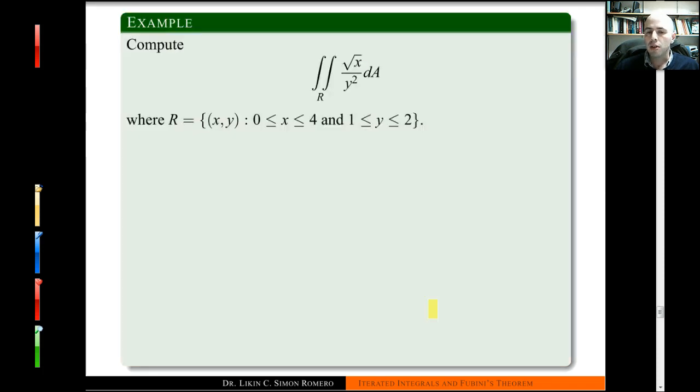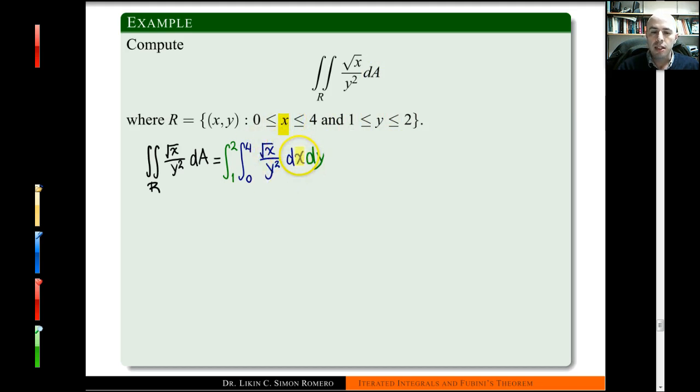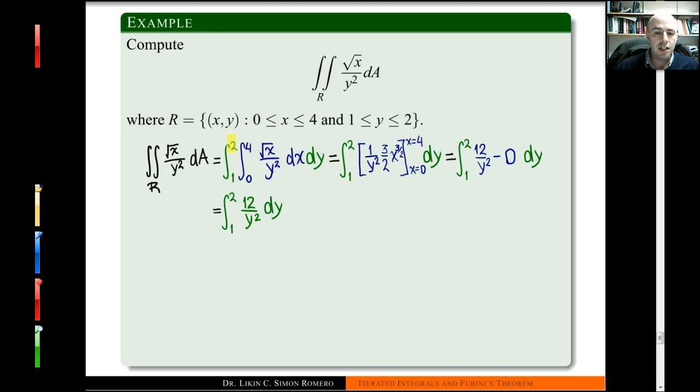So suppose that I want to compute this double integral over this rectangle. Let me just choose x as the integral that we're going to do first. So I'm going to integrate with respect to x this function. Y for right now is just constant, and I'm going to integrate from 0 to 4 dx. Then after I do that, I'm going to integrate with respect to y, going from 1 to 2. So I'm going to go inside out.